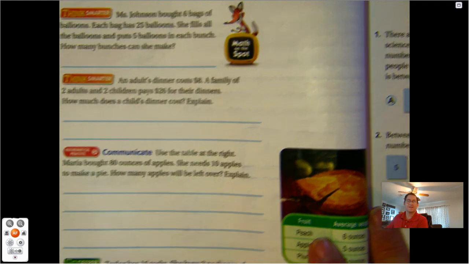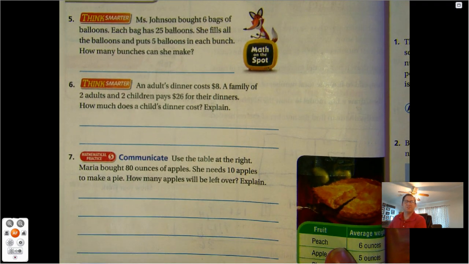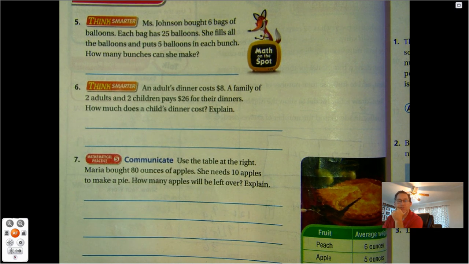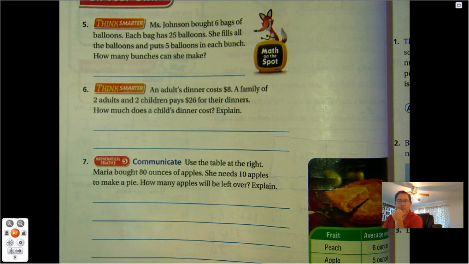Ms. Johnson bought 6 bags of balloons. Each bag has 25 balloons. She fills all the balloons and puts 5 balloons in each bunch. How many bunches can she make?